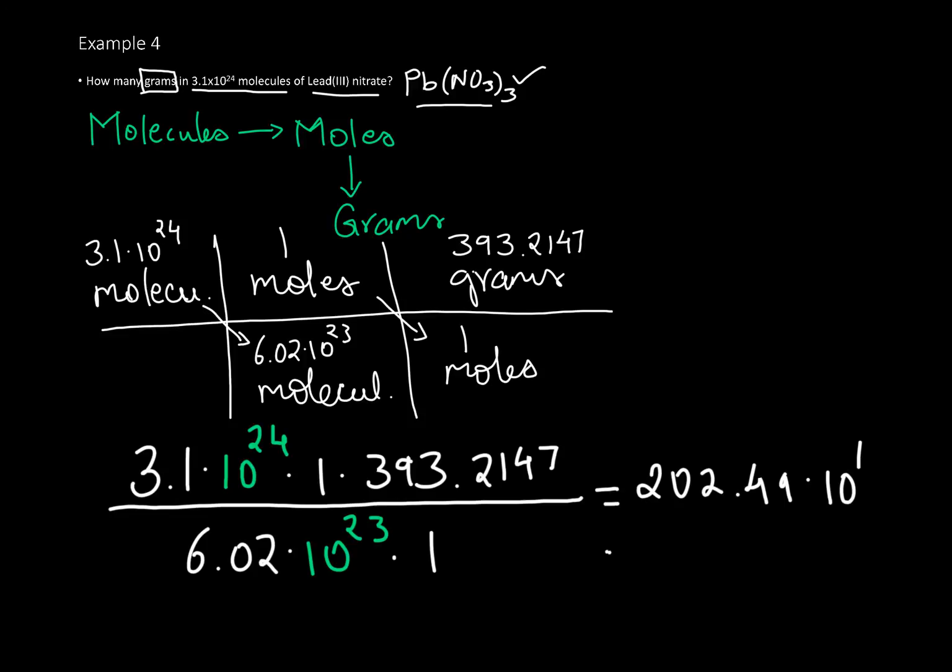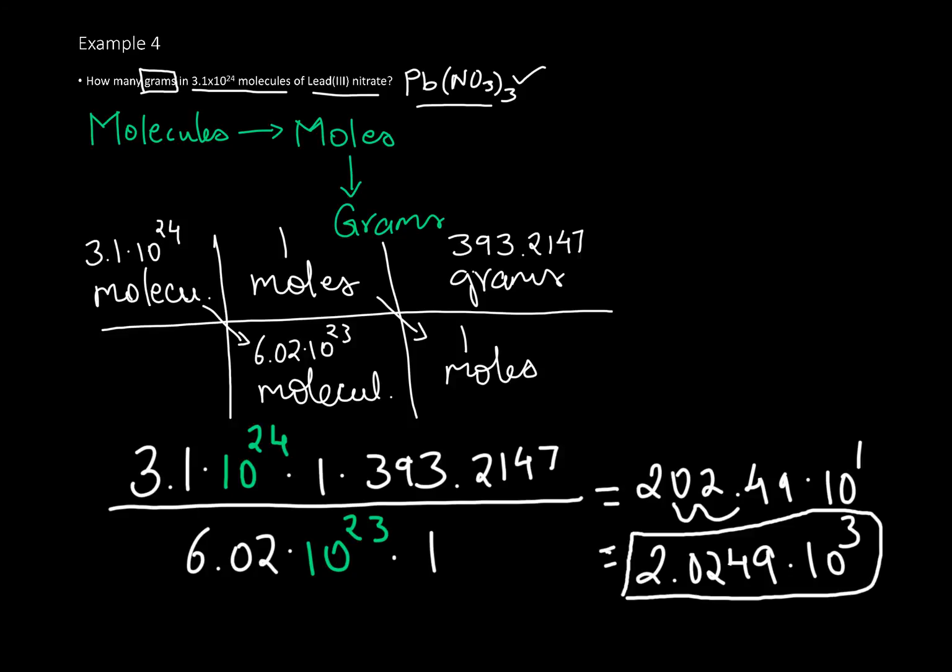Now we have to rewrite this in scientific notation. So you have to move this decimal 2 places to the left. So this becomes 2.0249 times 10 to the third power. Remember, you moved to the left, so your exponent went up.